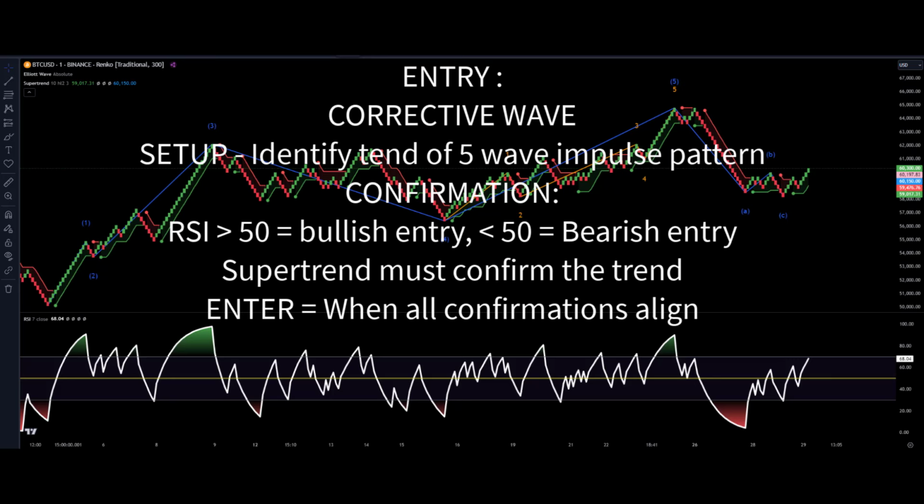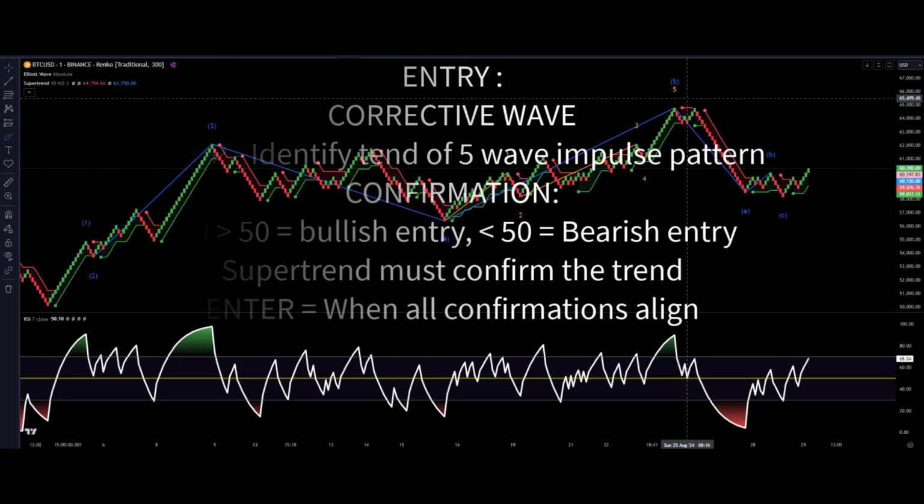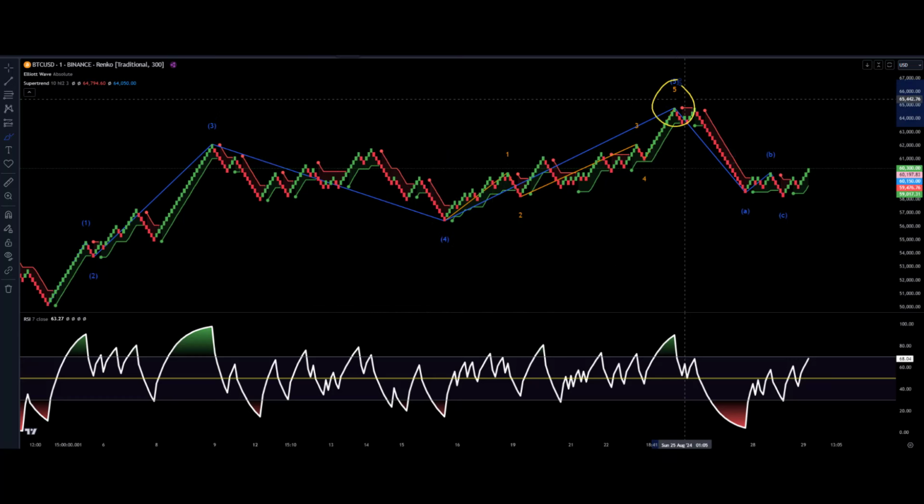So that was an impulse wave entry, but we can go on the corrective wave entry as well, and we identify the end of the 5th wave impulse pattern, as we can see happening up there on our chart. And again, confirmation: it's the RSI, the Renko brick change, and the Supertrend must confirm the corrective trend. In my charts here, red for bearish and green for bullish. And then we look to place our buy or sell order again when all confirmations align.